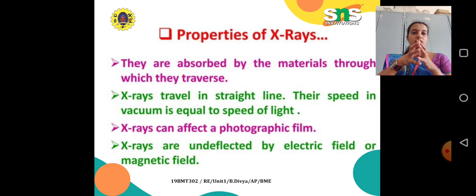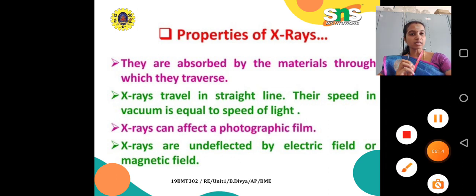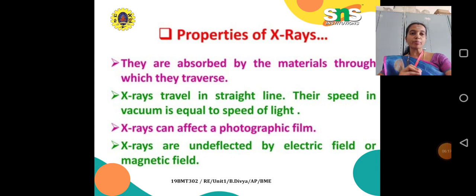X-rays can affect a photographic film. The X-rays will be produced on a photographic film, right? It can affect that also. X-rays are undeflected by an electric field or a magnetic field. They cannot be deflected or deviated by an electric field or a magnetic field. These are the properties of X-rays.